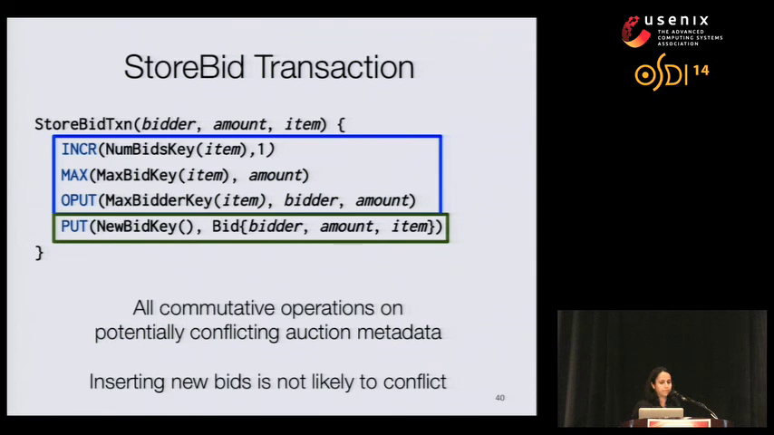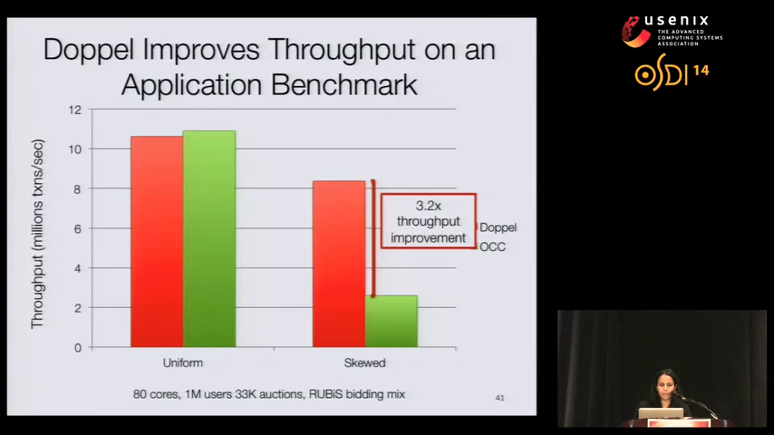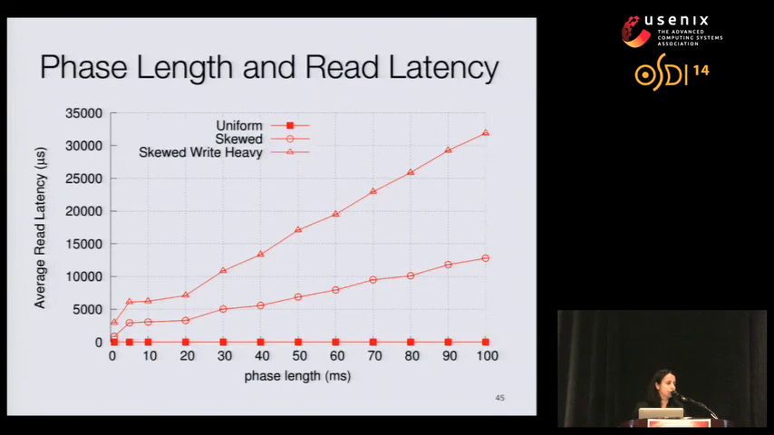Is there an upper bound on the phase length? Yeah, we actually set our phase length to about 20 milliseconds. I have a graph on that that's probably going to be very confusing, but basically that up and to the right sort of indicates that average read latency is proportional to the length of the phase.